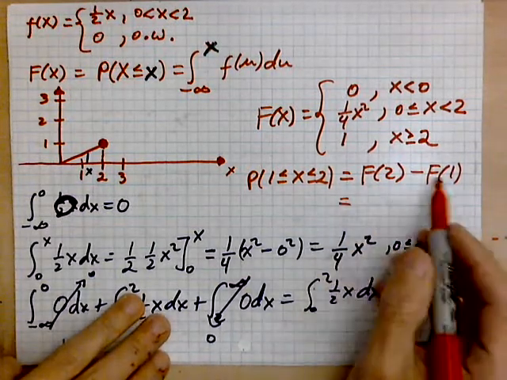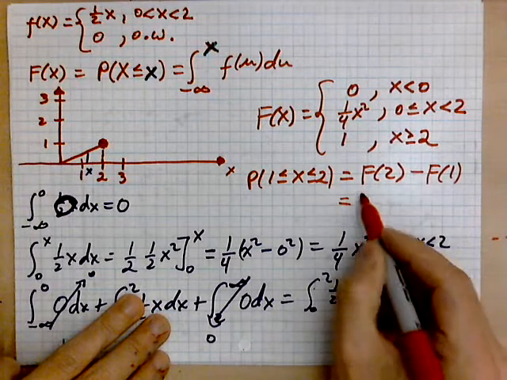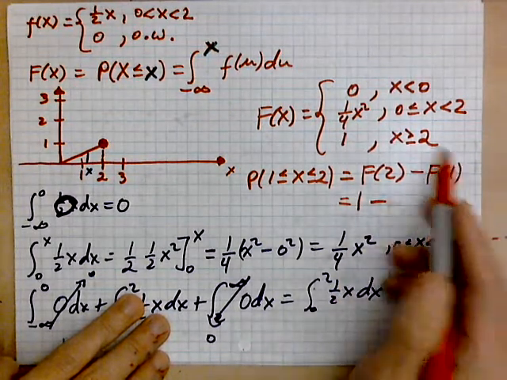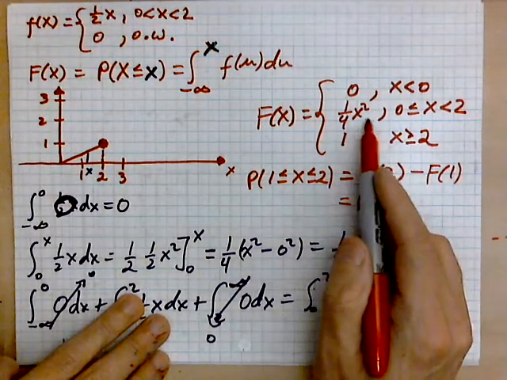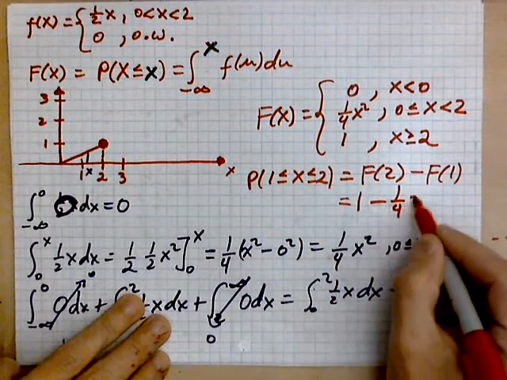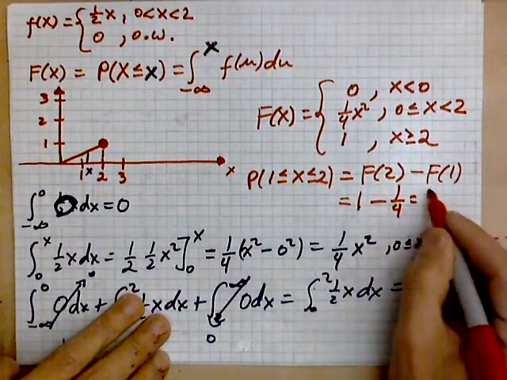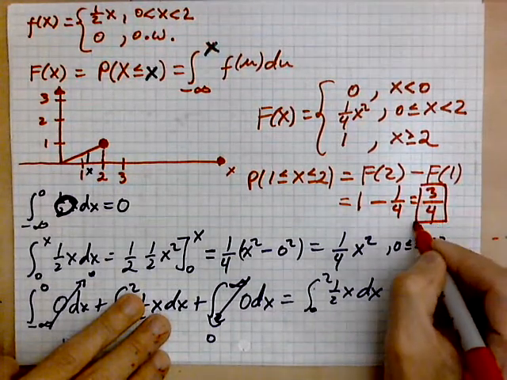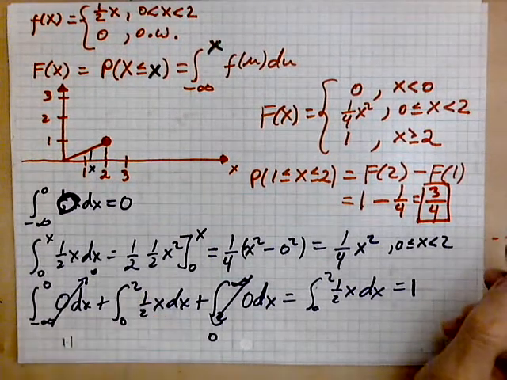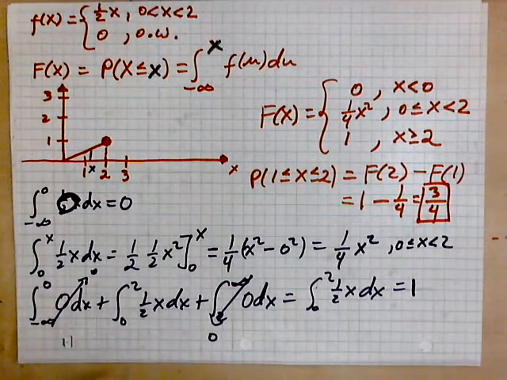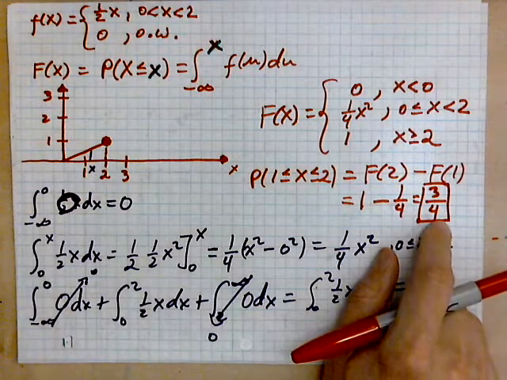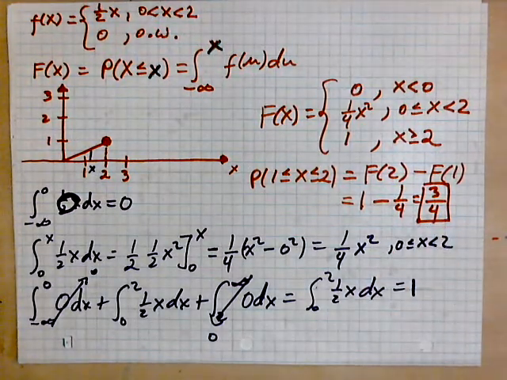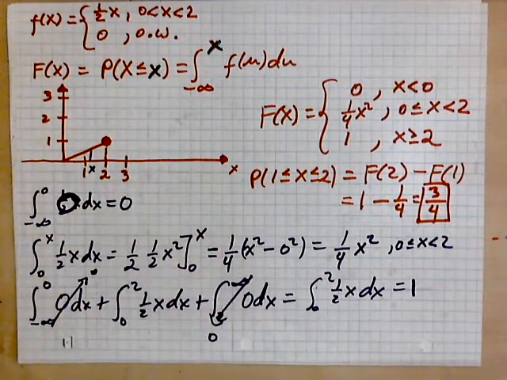So in our case, it would be big F of 2, which is, as you can tell, 1. Big F of little 1 is 1/4 of 1 squared, which is 1/4. And of course, 1 minus 1/4 is 3/4. There we are. Okay, so the probability that x lies between 1 and 2 is 3/4. And then in the previous video, I did this only with the probability density function, and the result was the same.